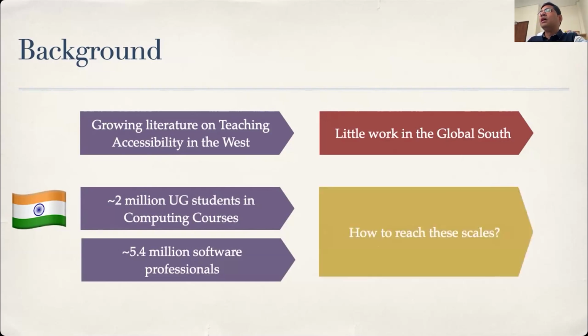And one of the questions was, how do we reach these scales? How do we make accessibility an important part of their training? A lot of the software that they are developing is not necessarily just for the Indian public, but global. How do we see the impact of teaching accessibility, or their accessibility training, in real-world software? So scaling was one of the factors in our mind.